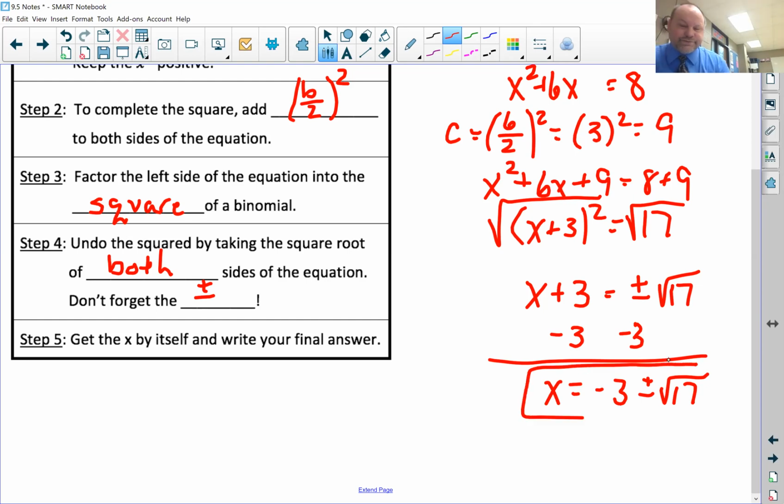So my solutions would be x equals -3 plus the square root of 17 and x equals -3 minus the square root of 17 as my answer. And I like to write the number first and then the plus or minus the root, because it leads to less confusion about whether or not the -3 is under the radical. Obviously, it's not. If I write it this way, we can tell that for sure. So it's very common that it's written in this form.